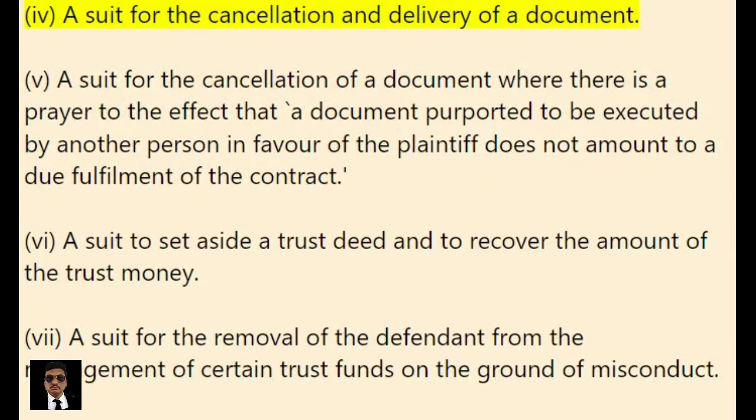4. A suit for the cancellation and delivery of a document. 5. A suit for the cancellation of a document where there is a prayer to the effect that a document purported to be executed by another person in favor of the plaintiff does not amount to a due fulfillment of the contract. 6. A suit to set aside a trust deed and to recover the amount of the trust money. 7. A suit for the removal of the defendant from the management of certain trust funds on the ground of misconduct.